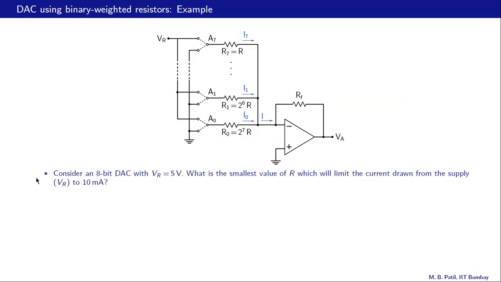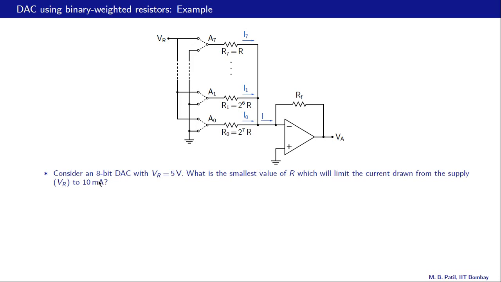Let us take a specific example. Consider an 8-bit DAC with VR equal to 5 volts. What is the smallest value of R, that resistance, which will limit the current drawn from the supply to 10 milliamps? This is our supply VR, and that is supplying all these currents, and the total current that we draw from the supply should be limited to 10 milliamps.